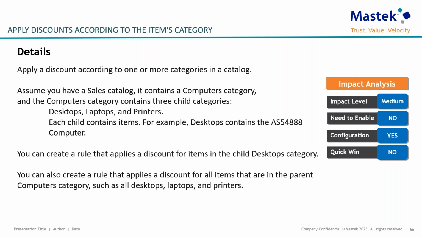To use this feature, there will be configuration changes, and this will not be a quick win for us, because to apply a discount for a specific category and specific item, we need to test it out, and this will require regression testing.